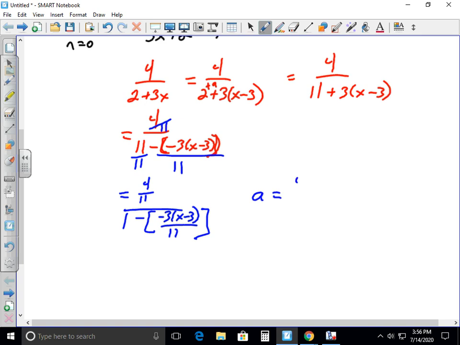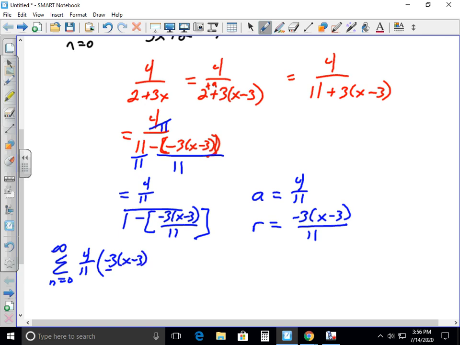So a is the top, r is what we're subtracting from 1. So the series, our power series, goes from n equals 0 to infinity. A is 4 over 11. R is negative 3 times (x minus 3) over 11, and r is raised to the n power. So that's our power series. That can be rewritten a little bit because this is a coefficient we could put out front, but that's our power series.